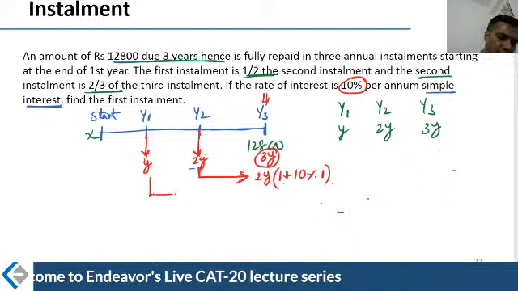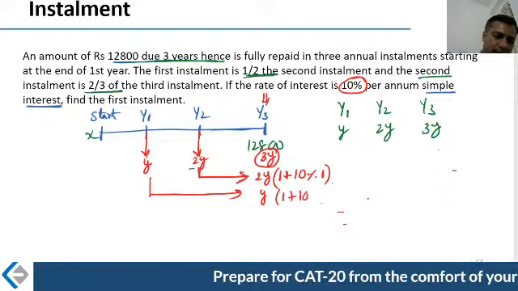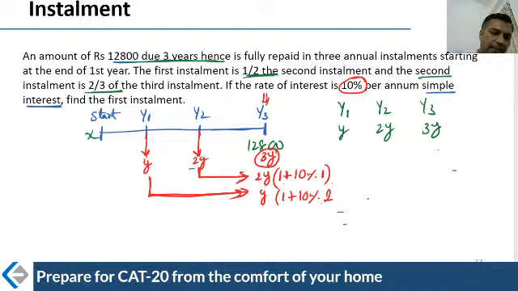What about this Y? This Y is Y times of 1 plus 10% into 2, because it is 2 years away. Look at this gap: year 1 to year 2, year 2 to year 3. 2 years gap. Therefore, you write this.